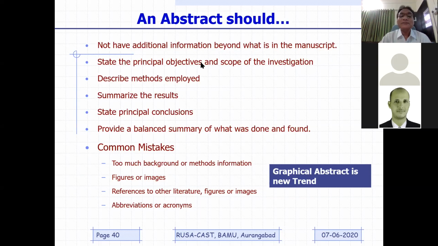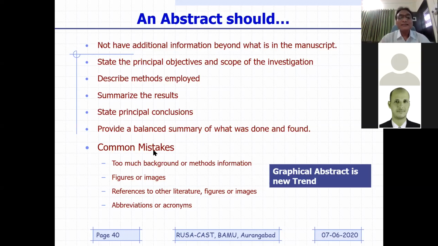State the principal objectives and scope of the investigation. Describe the method, as I mentioned earlier. Summarize the research. State the principal conclusion. Provide a balanced summary of what was done and what was found. As I mentioned earlier, what you have done, how you have done it, and what you have achieved should be reflected.